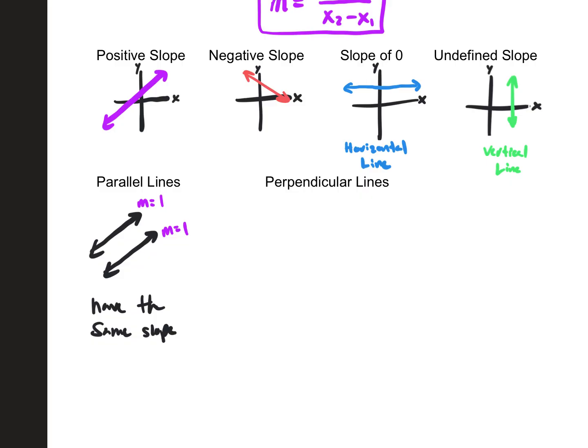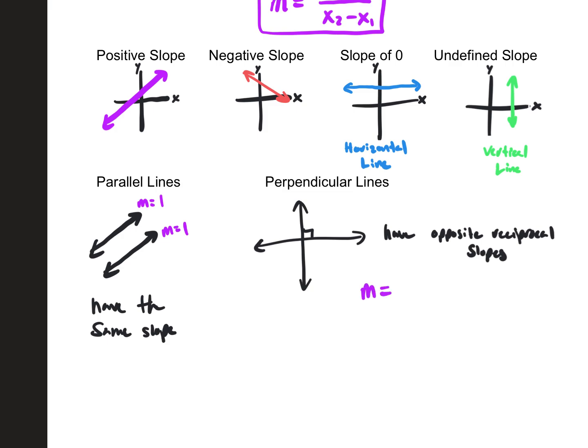Perpendicular lines, now we've talked about what perpendicular means. Perpendicular lines intersect to form right angles. We've talked about that in the last trimester. However, when we're referring to it in terms of slope, perpendicular lines have not the same slope, not even close. But they have two things. Their slopes are opposite reciprocals. Opposite reciprocal slopes.